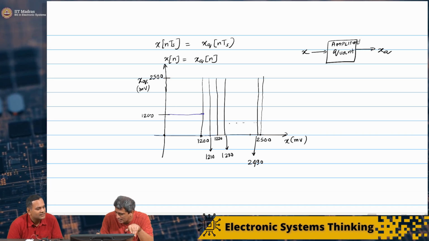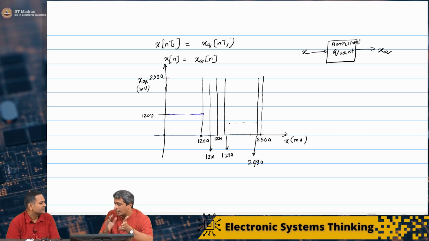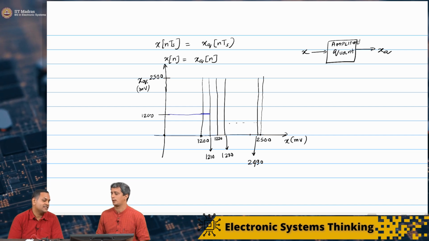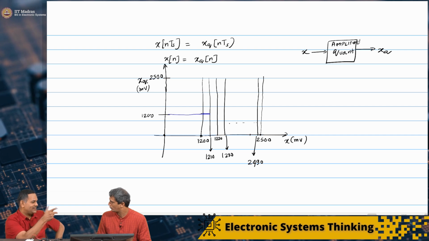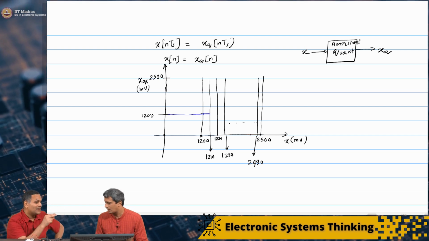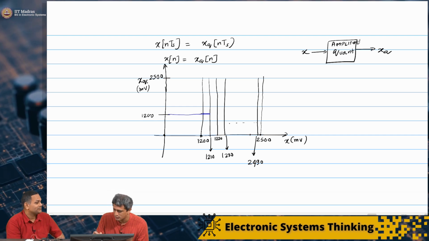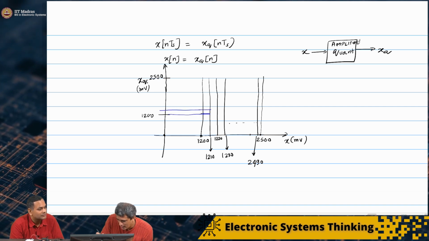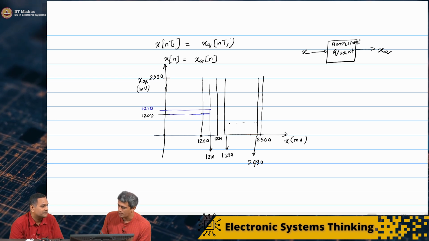So any input between 1200 and 1210 was going to get truncated to the lower value. And therefore it would look like this. Now I hit 1210, immediately it changes to the next level. 1200 plus delta, which was 1210. So therefore, I have 1210 here.